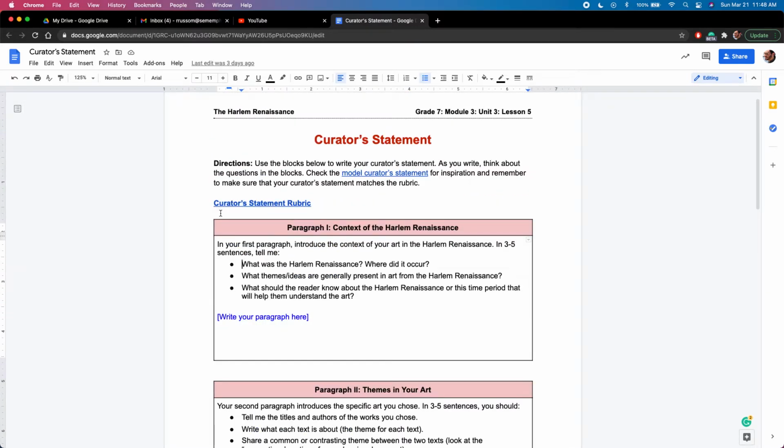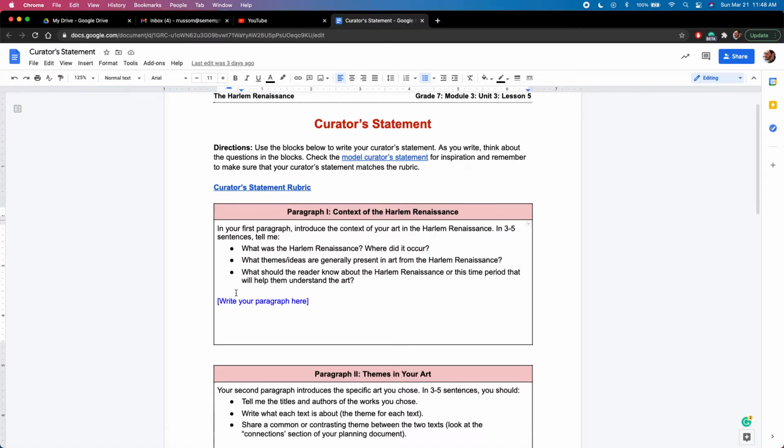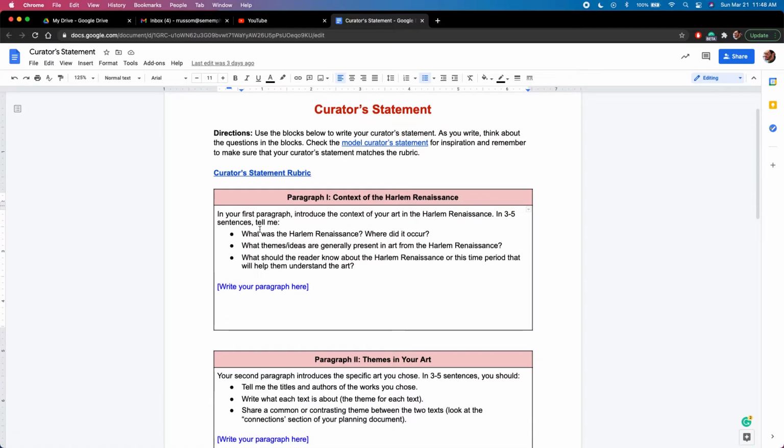So if you're not sure what to do on a paragraph, all you have to do is respond to each one of these prompts in at least a sentence, and you've got your 3 sentences as a minimum for your paragraph. So make sure you're responding to these things. Yours doesn't have to be exactly in the structure that I've provided here. I'm going to give you room for creativity, but this is a good place to start if you're not sure what to do. All right, paragraph 1 is asking, what was the Harlem Renaissance?